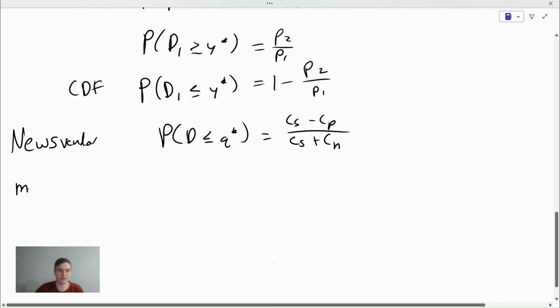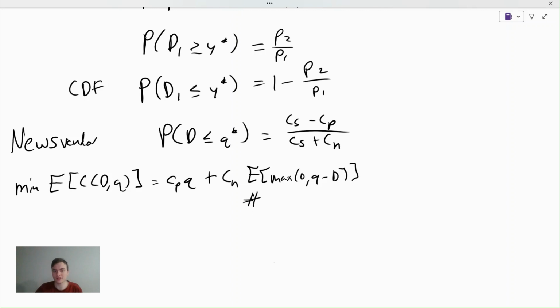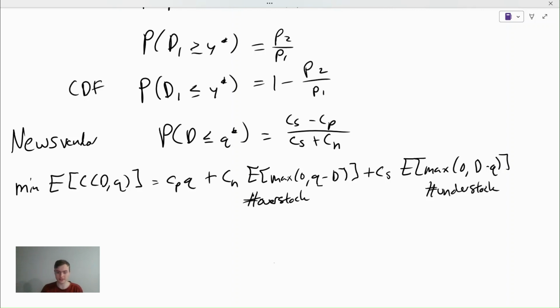So we're minimizing the expected value of our cost function, cost of a given demand and quantity, and that was CP times Q, the cost of procurement or production, and then we had CH times the expected value of maximum 0, Q minus D. So that was the expected number of items held over, like the number of overstocked items, items that were not sold during the period because the quantity on hand was greater than the demand, right? And then we had plus CS times the expected value of max 0, D minus Q, how many understocked there were, how many customers were turned away without having a product available because they were sold out.